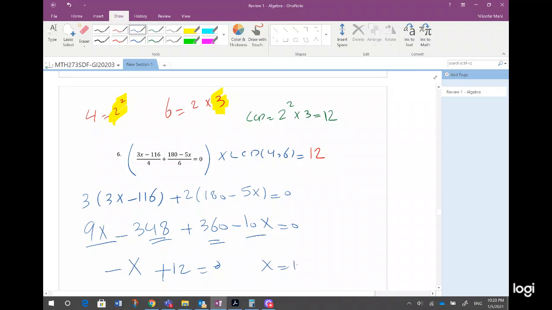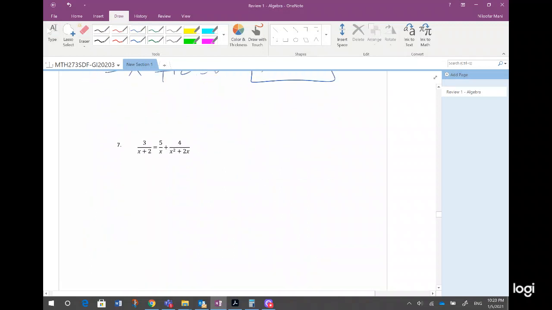And x is 12. 12 is the answer. If you use 12, then you can see the left side must be 0, and the left side must be equal to the right side. Okay, how about this one?